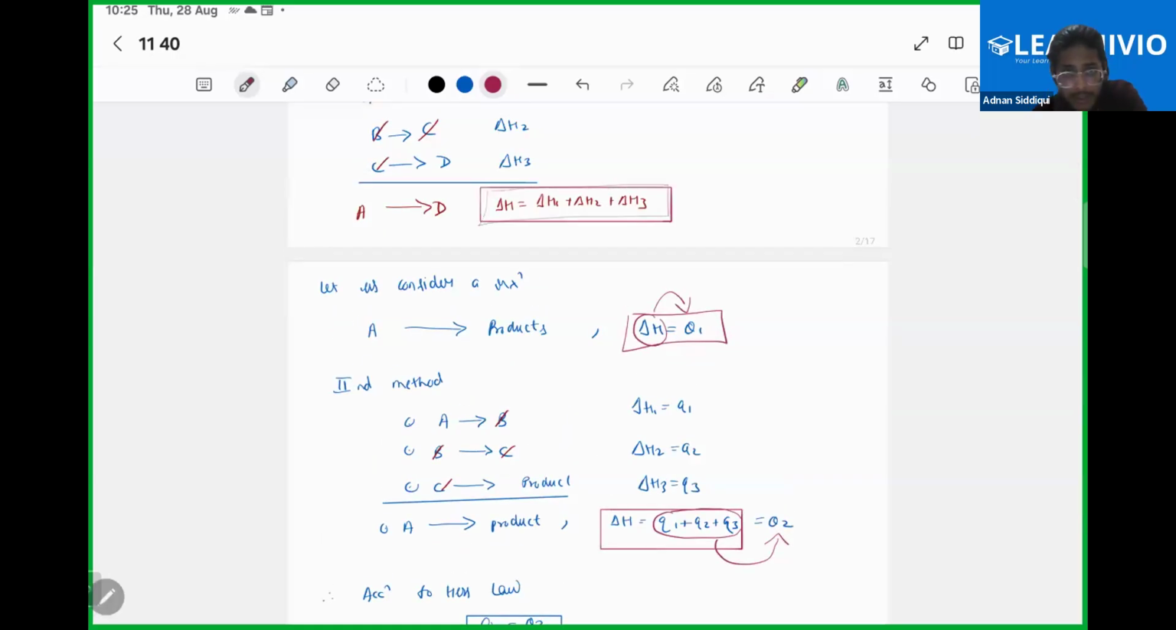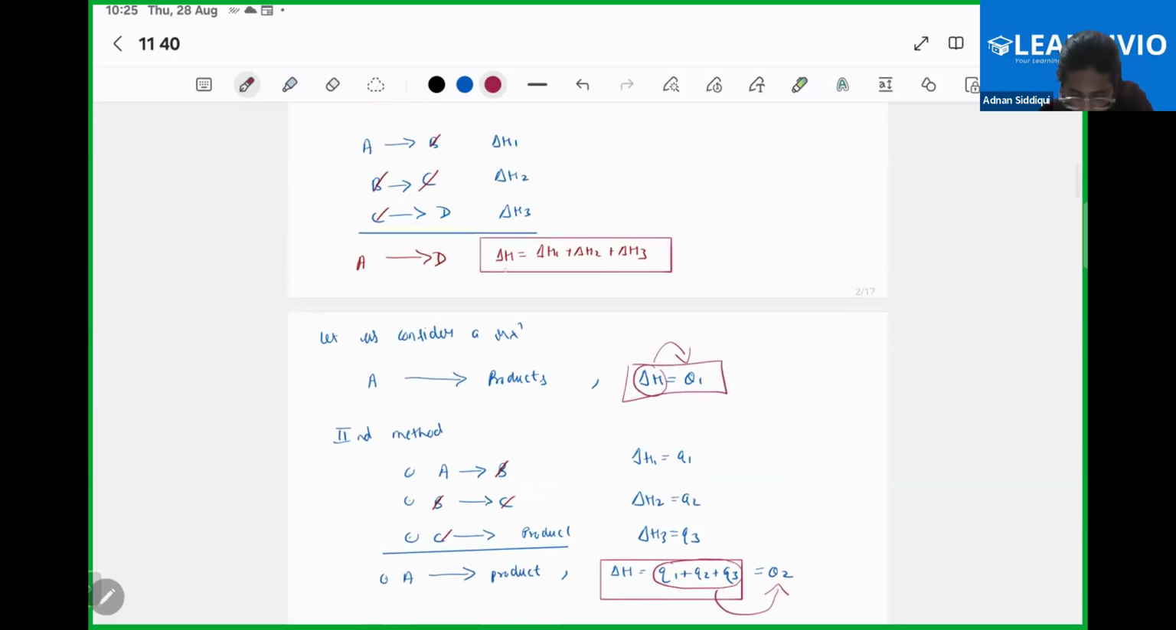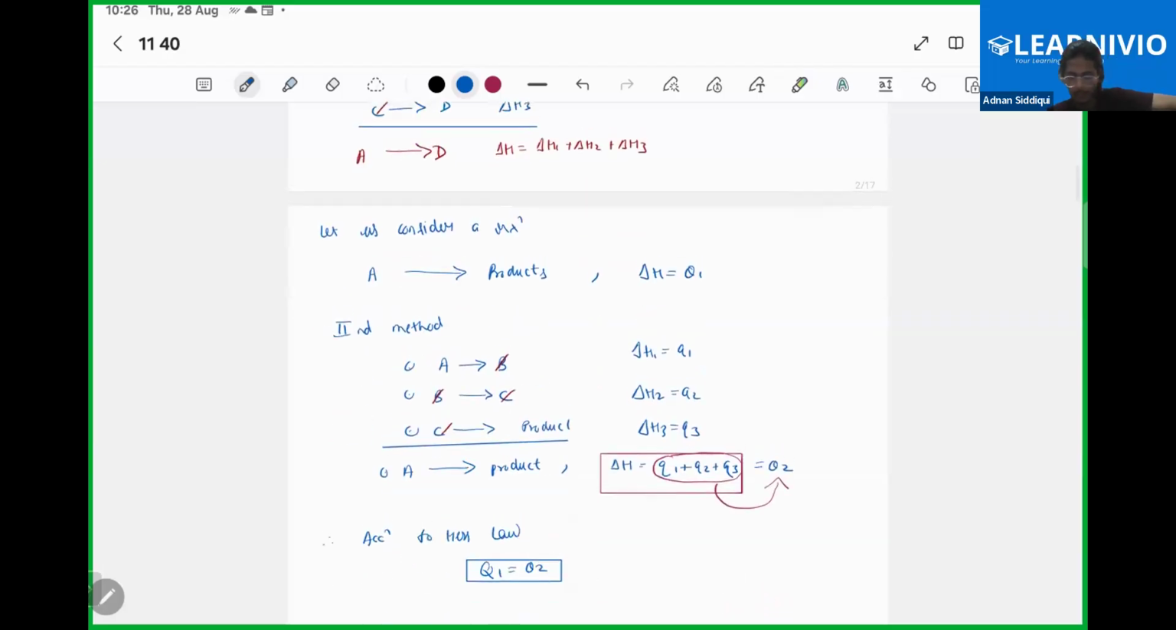Here what we can say, delta H is nothing but delta H1, delta H2 plus delta H3. What I did, I took these as Q1, Q2, and Q3, and collectively I call them Q. So what I can say, Q is equal to Q1 plus Q2 plus Q3. That's it, right?